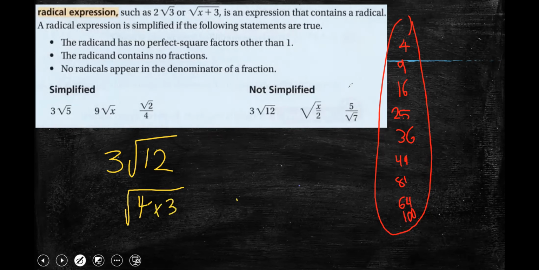Yes. Now look at number 4 here, one of its factors. Is it one of the perfect square numbers? Yes. So I will say this is not simplified, because there's a perfect square number under the square root.